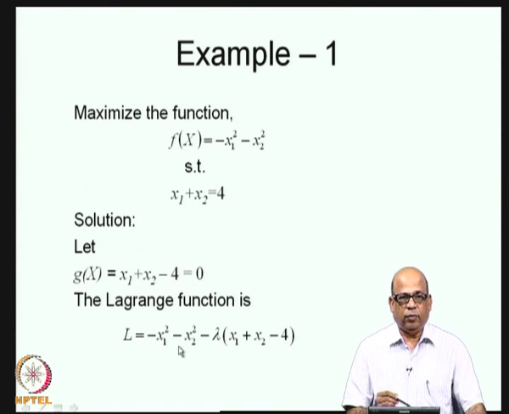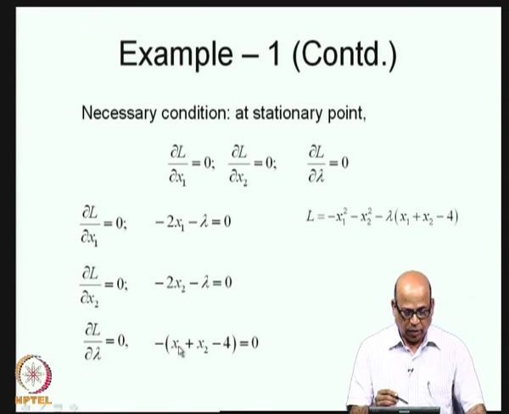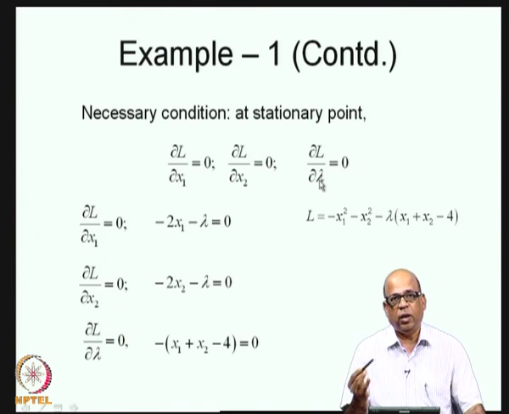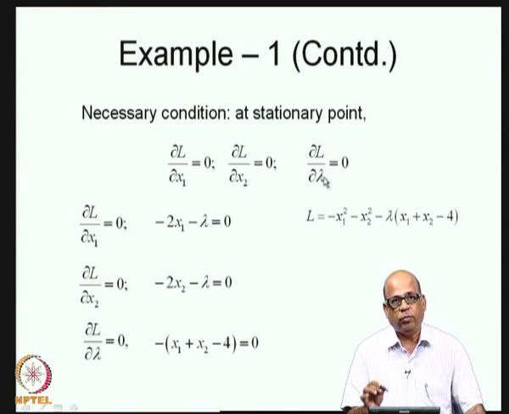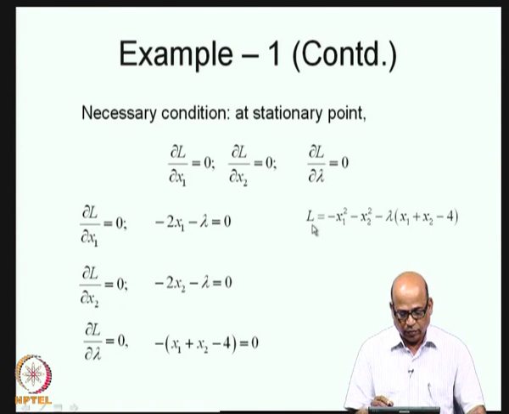Once you get the Lagrange function, we apply the necessary conditions. So, at the stationary point, the necessary condition is dL by dx1 is equal to 0, dL by dx2 is equal to 0 and dL by d lambda is equal to 0. There are two original decision variables and one Lagrange multiplier. Therefore, we take 3 partial derivatives of the Lagrange function, and the Lagrange function L is minus x1 square minus x2 square minus lambda times x1 plus x2 minus 4.